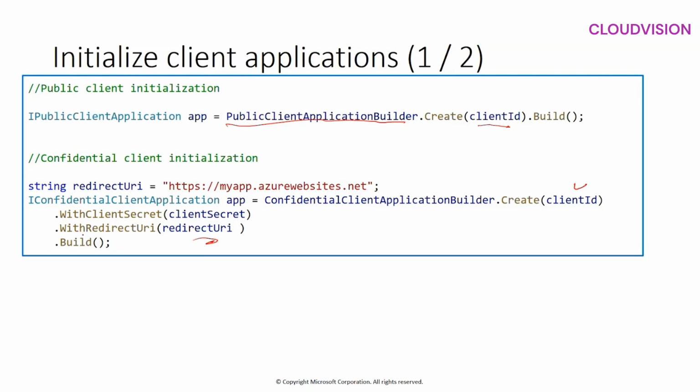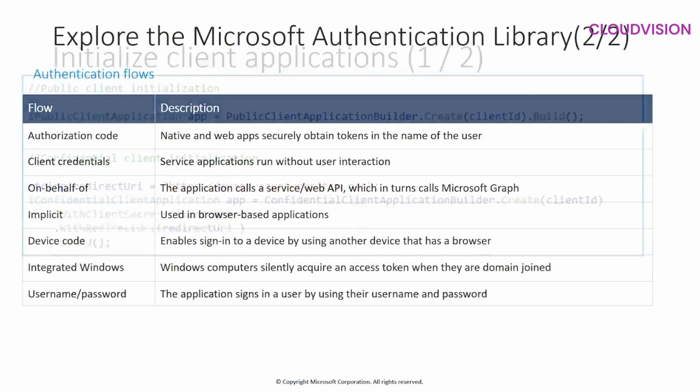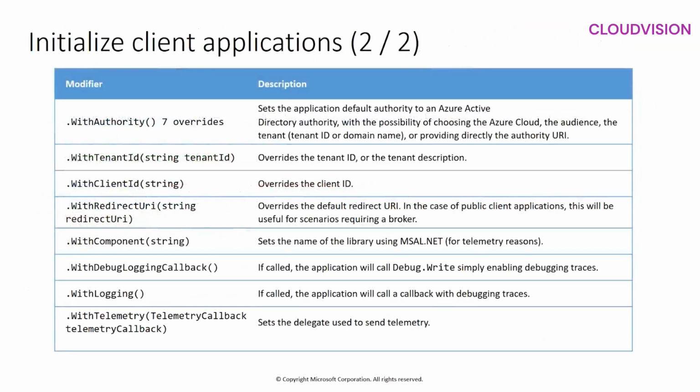And you can see, with redirect URL, with client secret, sorry, I went back. These are called modifiers. You can have different modifiers to enhance your request. So you can use WithAuthority, where you can define which tenant you would like to use to authenticate your users. Or you can specify WithTenantId, WithClientId, which is a registered app in that tenant, WithRedirectUri, where the token needs to be sent. So many other options are there that you can attach.